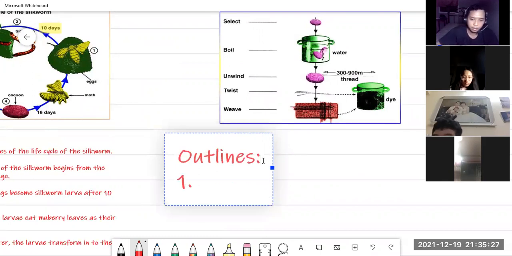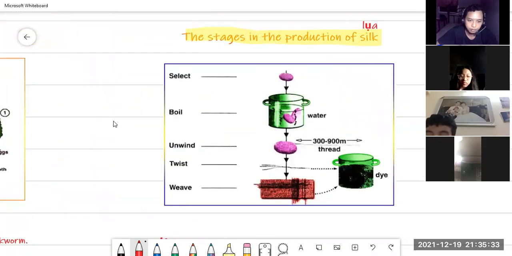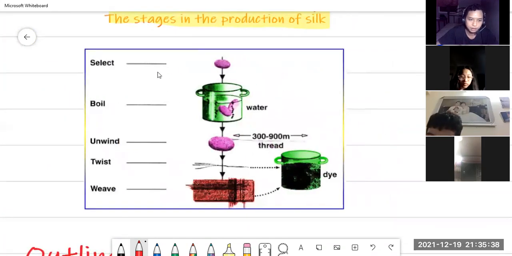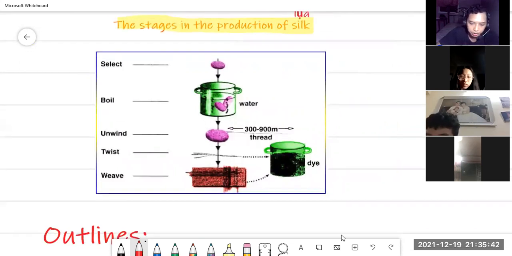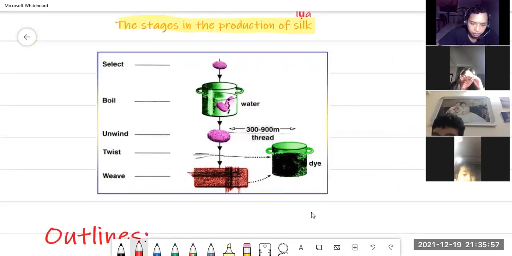Before we make it, let's look at the picture carefully. Look at the picture carefully in here. Can you see the picture? Yes. Okay. So this is the production, or the stages in the production of silk.